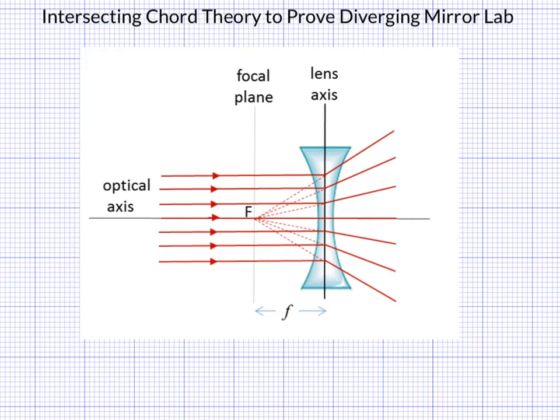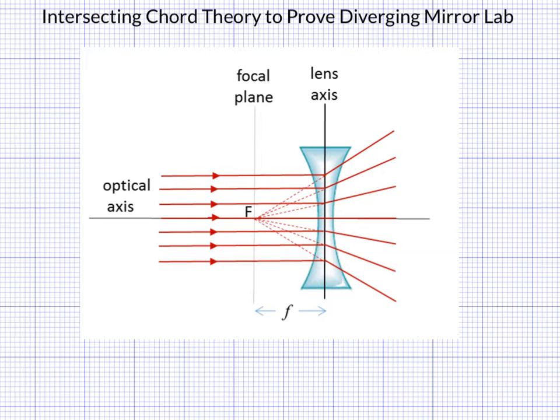Hello everyone, here's a video which I said I was going to do and a follow-up to our diverging mirror lab. This one is going to be a little bit different. We're going to use some math and some geometry. I just thought it'd be fun to kind of prove our diverging mirror data, or at least compare our diverging mirror data to some values that we can take from the geometry of circles.